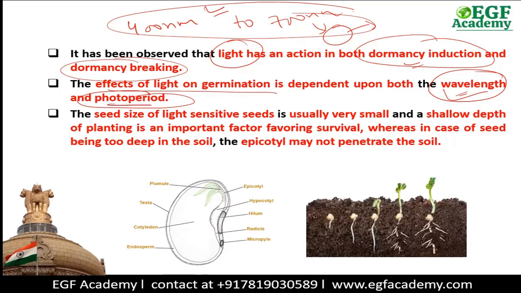And a photoperiod. Photoperiod means for how long the light is available. Is it available for 10 hours, 14 hours, 16 hours? We call it photoperiod. So that also affects germination. Now it has been observed that the seeds which are light sensitive, that is those which depend on photoperiod, are of very small size, and such seeds are sown at shallow depth. That means they are sown very close to the ground so that they can get proper light.